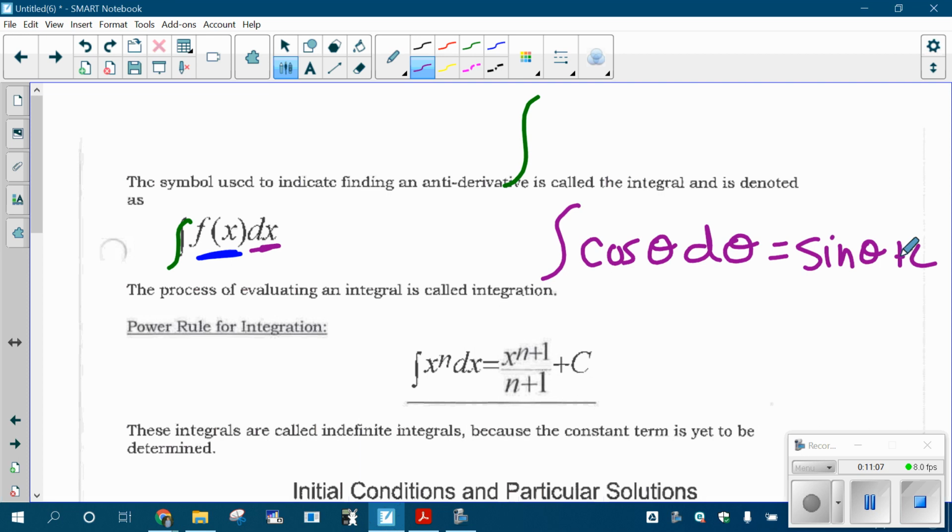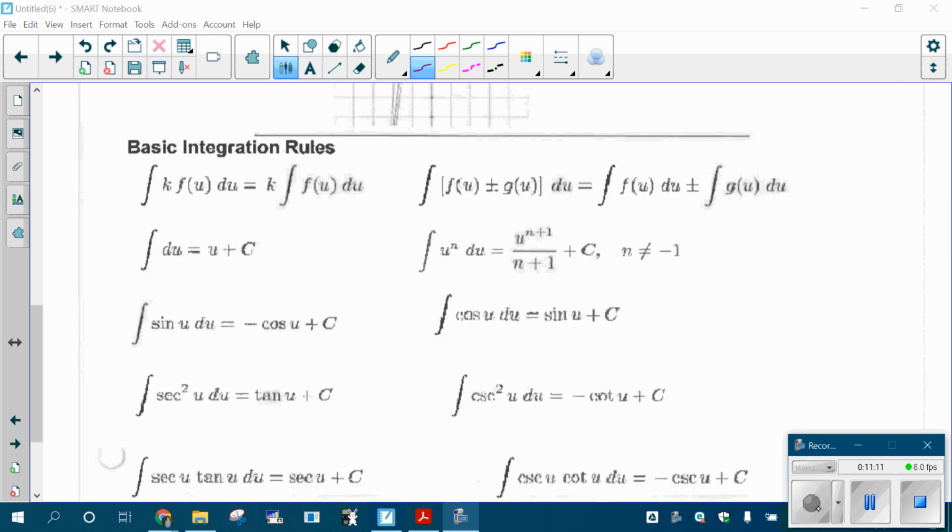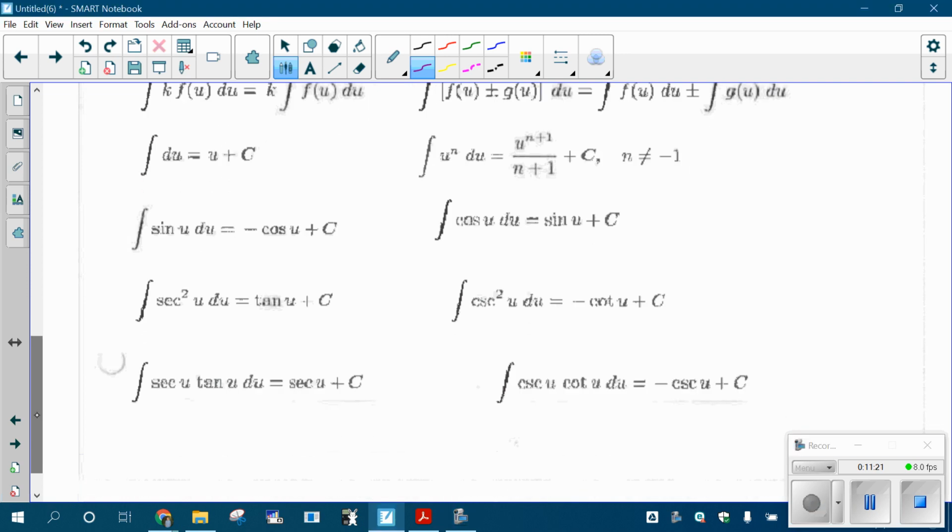Again, don't freak yourself out and act like, oh my gosh, I have to learn all these integration rules now. No, no, no. You already know this because these are derivative rules backwards. You know the derivative of tangent is secant squared. Well, then the antiderivative of secant squared is tangent. You know that.